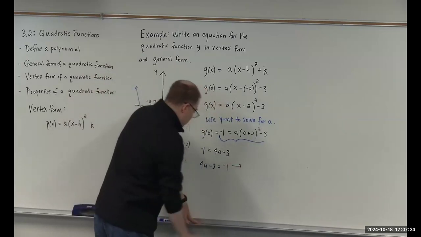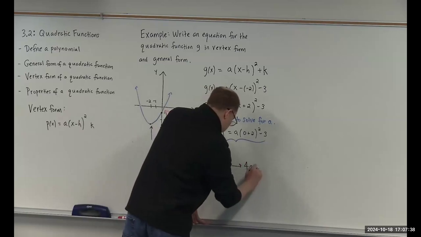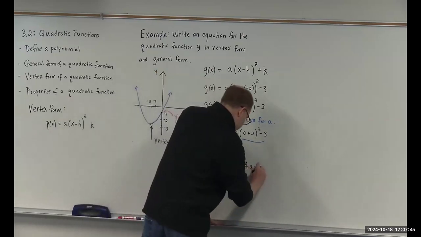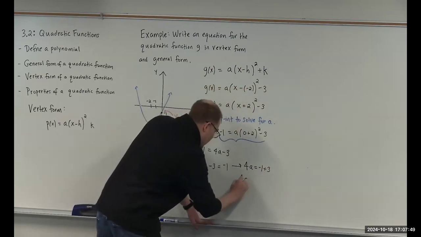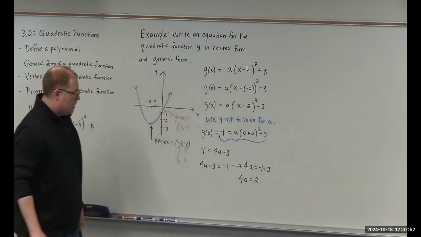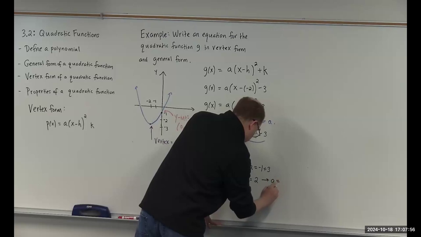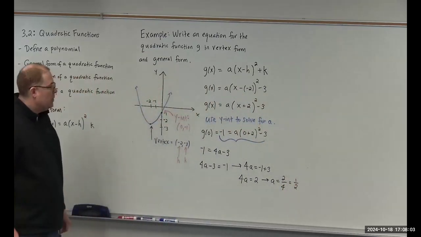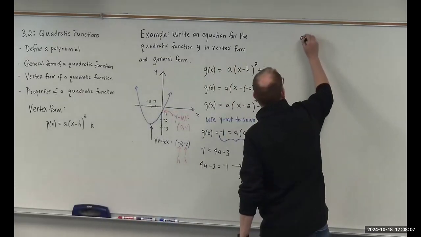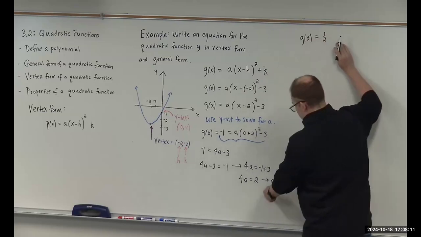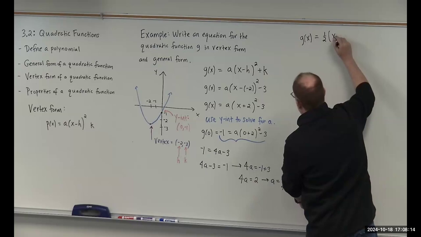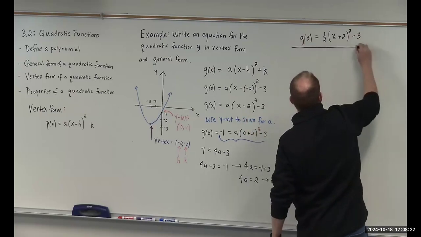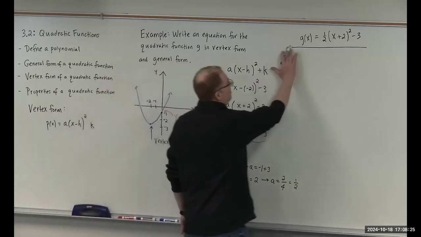Then we're going to add three to both sides. So negative one plus three gives us 4a equals 2. Now solve for a by dividing both sides by 4. So it's 2 over 4, which is 1 half. So there's our a value. Our function looks like this: 1 half times x plus 2 squared minus 3. That's our function.